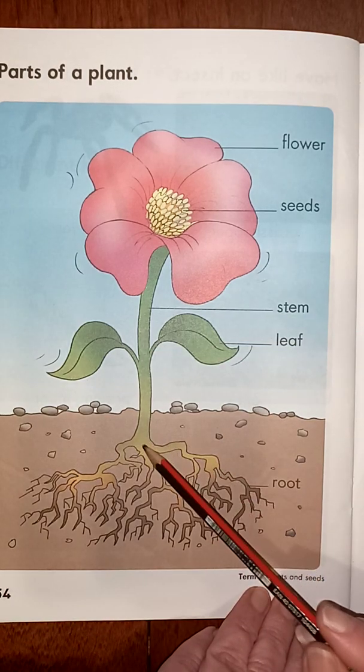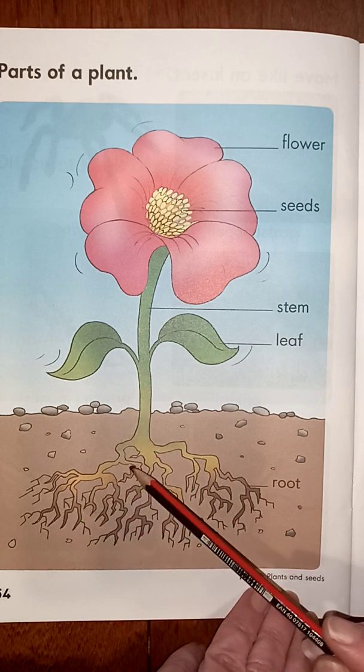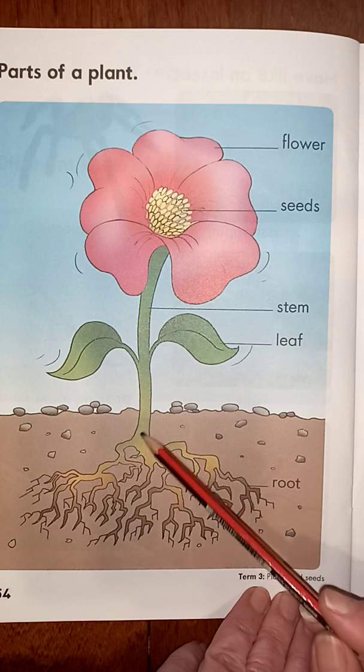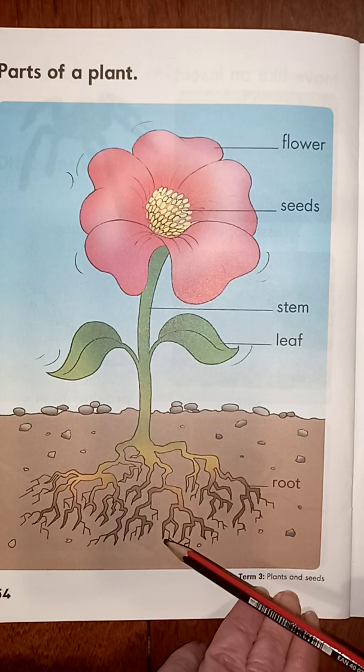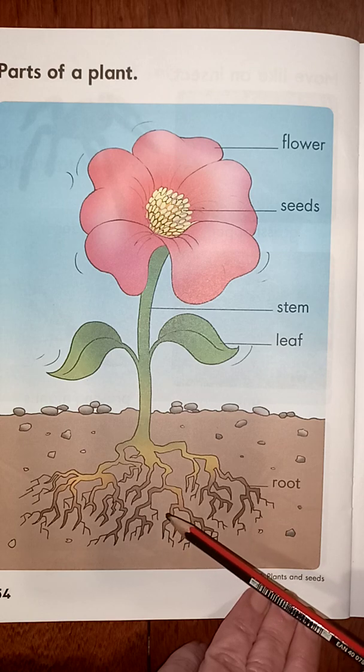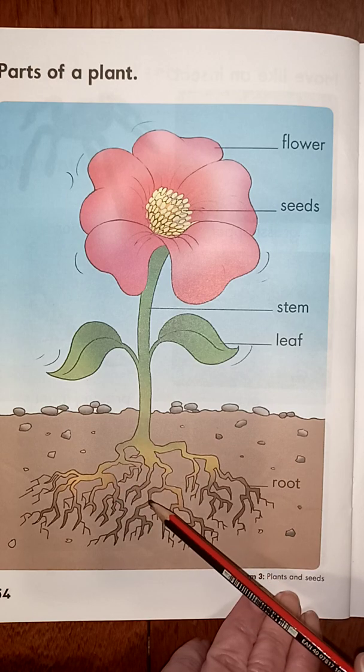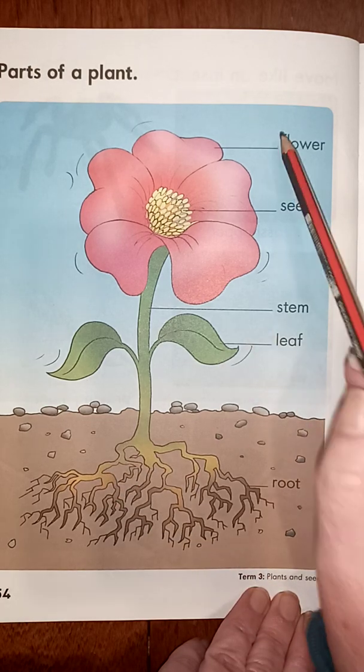And this isn't just one root, it's coming from the stem and it's got a whole lot of roots, but it's coming from one plant. And later on, in a higher grade, you will learn about the different roots of plants. But what we're looking at today is how to label.